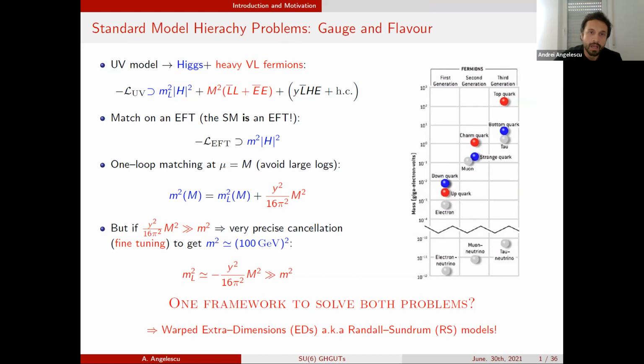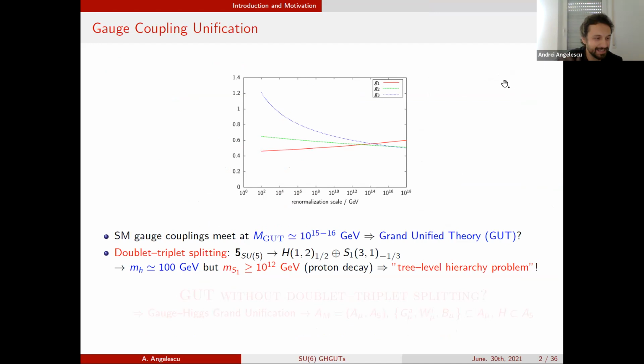Also, the standard model, besides these problems, has some appeal. I mean, besides experimental confirmation, it has some theoretically appealing properties, such as gauge coupling unification. You know that if you run the gauge couplings all the way up to this scale, which is 10 to the 15, 10 to the 16 GeV, they meet. So, right, one might speculate that the fundamental interactions unify in a grand unified theory. However, this also comes with some hierarchy problems of its own.